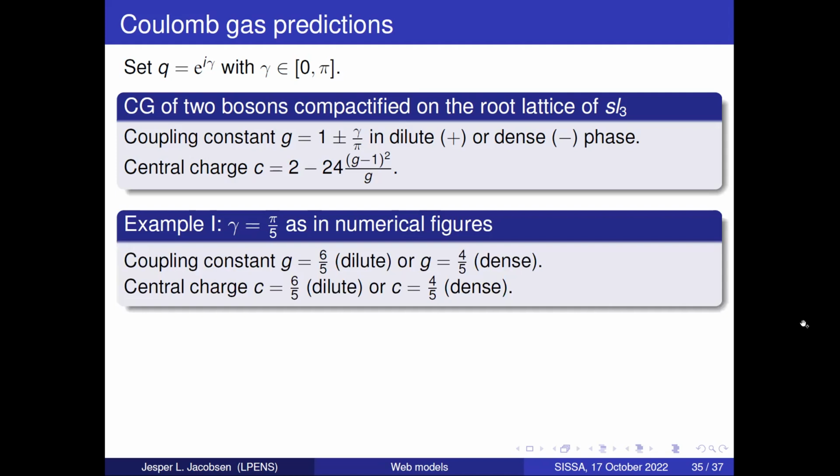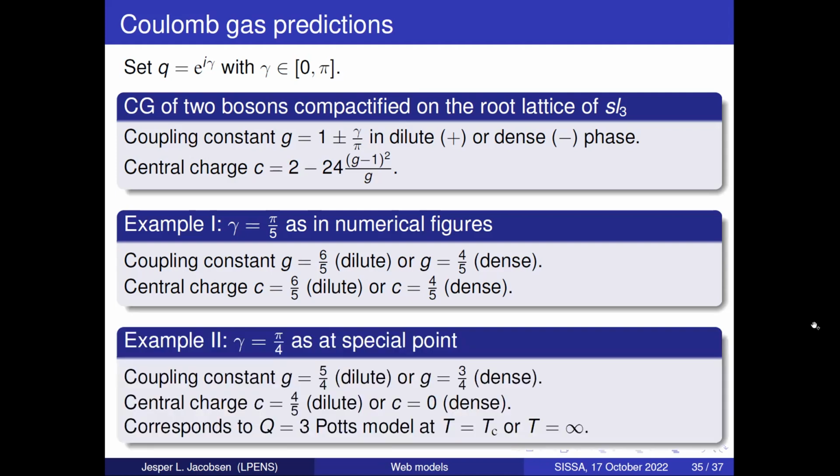And if you want to get gamma equals pi/5, like in the numerics, you have to take G equals to either 6/5 or 4/5. And by a sheer coincidence, just for this particular value of gamma, it turns out that then the central charge is either 6/5 or 4/5, confirmed by my numerics. So the Coulomb gas seems to be all right.